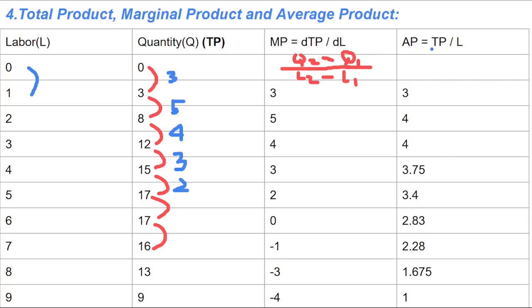So what about AP? AP is TP divided by L. So for this row, our TP is 3, L is 1, so AP is 3. And for this row, our TP is 8 and L is 2, so our AP is 4. And for this row, our TP is 12 and L is 3, so our AP is 3. And the list goes on.